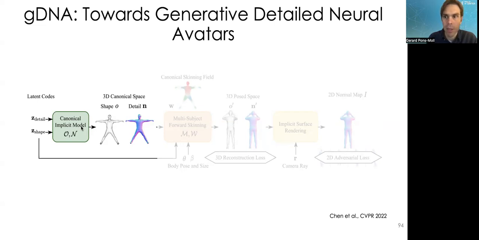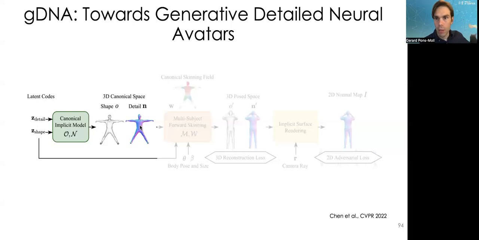At a high level, the model will work like this. You start with some latent code that encodes the shape of the person. This encodes the overall size of the person and the type of clothing. And then you have a latent code for the detail. This might encode things like wrinkles in the clothing. Then this model, which is the canonical implicit model, produces in this canonical space an implicit surface for the shape and a neural field for the normals. So basically a normal vector for every point in space.